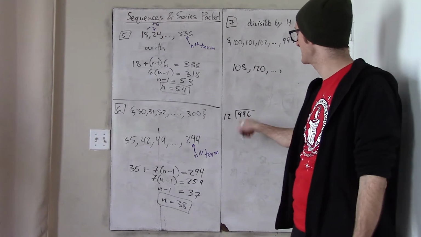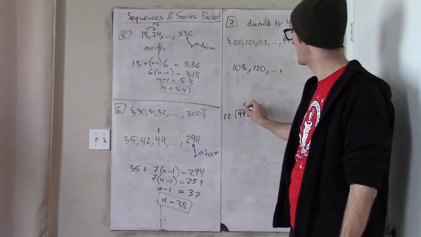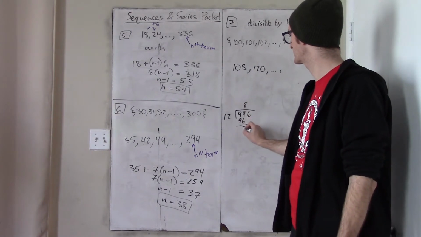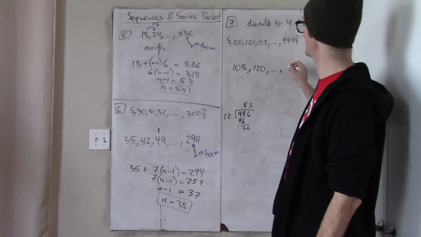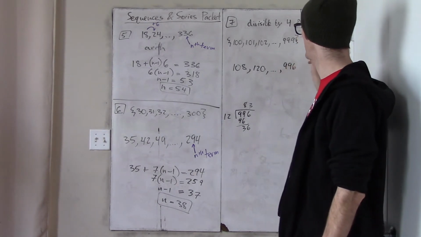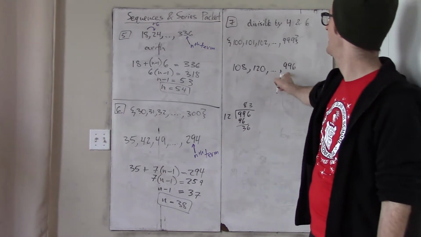12 goes into 99 8 times. Yeah, 8. That gives me 96, 36, 3. Okay, so indeed, 996 is a multiple of 12, and that will be the biggest one. Okay, so once again, we're in the same spot.